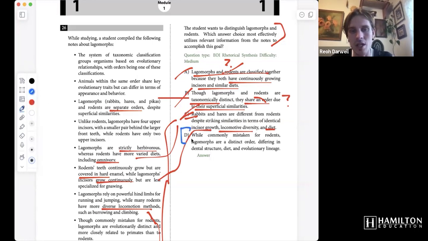Finally, D, nothing wrong with it, right? They are a distinct order, differing in dental structure, diet, and evolutionary lineage. So just make sure you're following those steps when you do a rhetorical synthesis question.